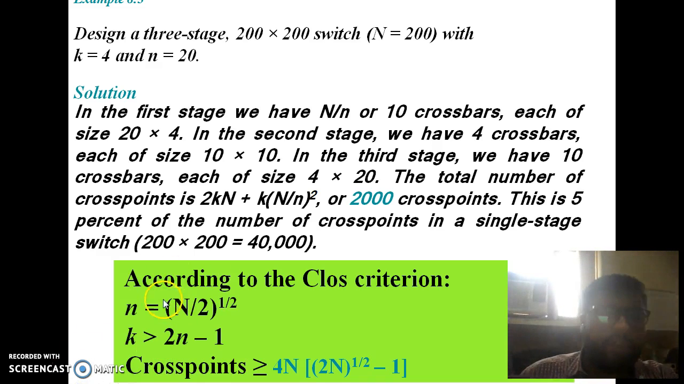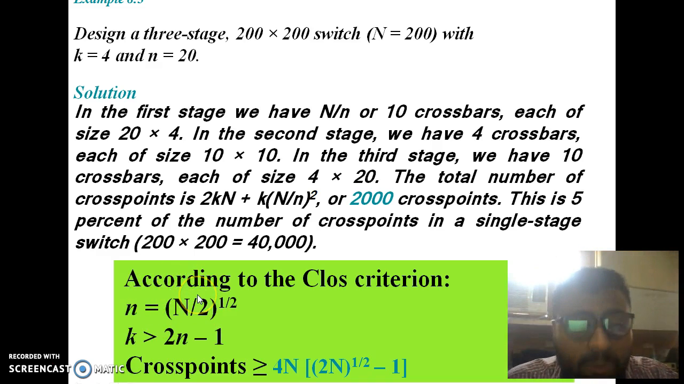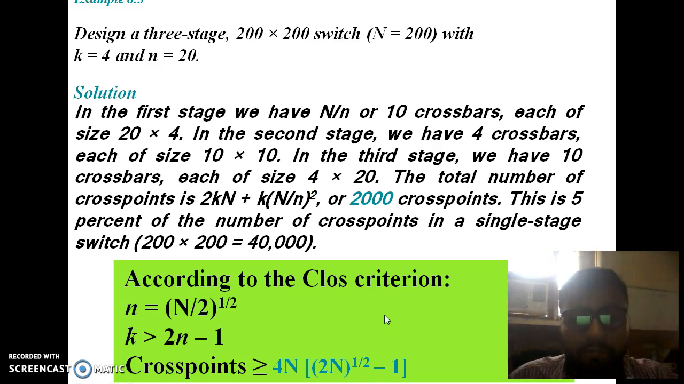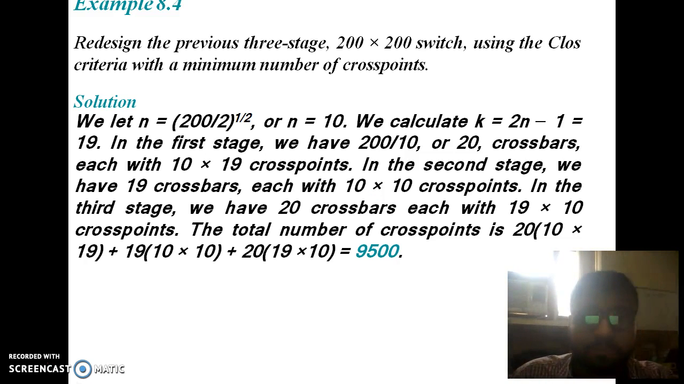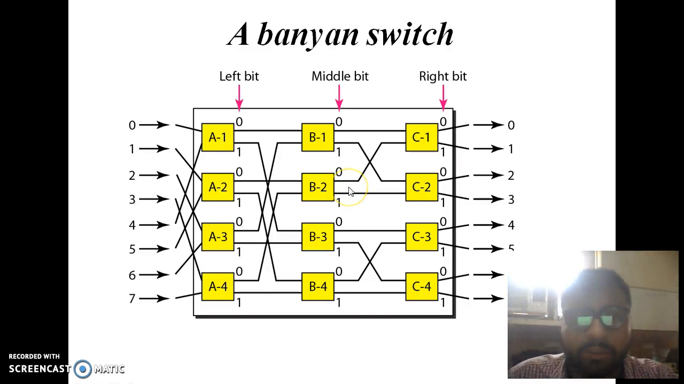This is the Clos criterion. According to the Clos criterion, we can make a non-blocking switch by keeping n equal to under root N by 2, keeping the middle stage switches k greater than 2n minus 1, and the number of cross points will come around to 4N under root 2N minus 1. This is a similar question which can be solved using the Clos criterion. The students have to calculate the different values for n, k, and the number of cross points, and thus they can make a switch out of it.